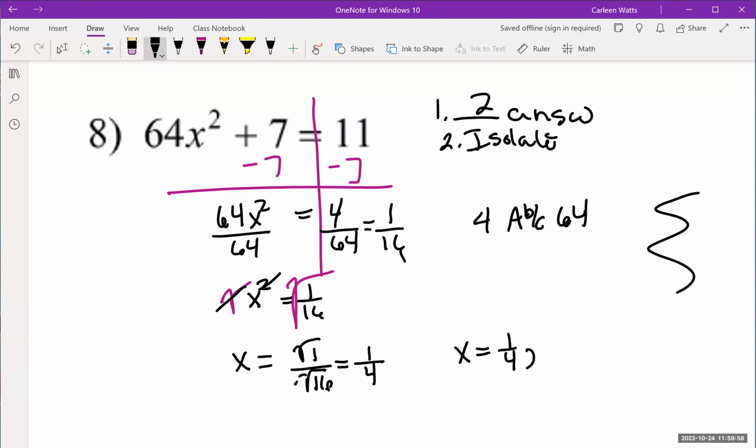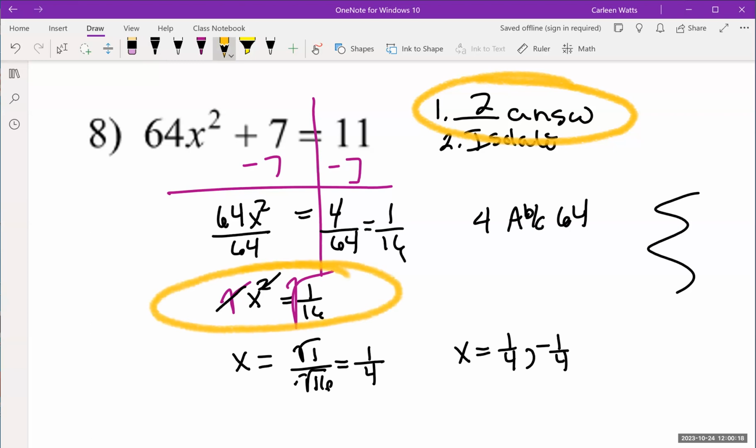Or, no, negative 1/4. Don't take the square root a second time. You've already taken the square root. So now, once you get to this part, 2 answers. Yeah, because 1/4 times 1/4 is 1/16, and negative 1/4 times negative 1/4 is positive 1/16. Done.